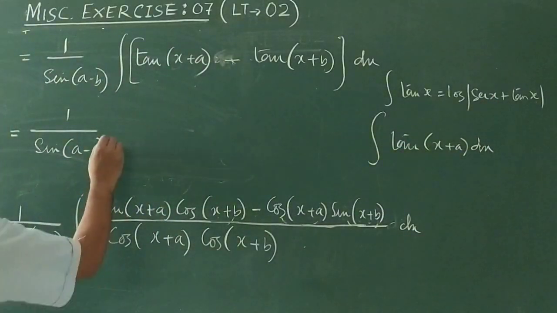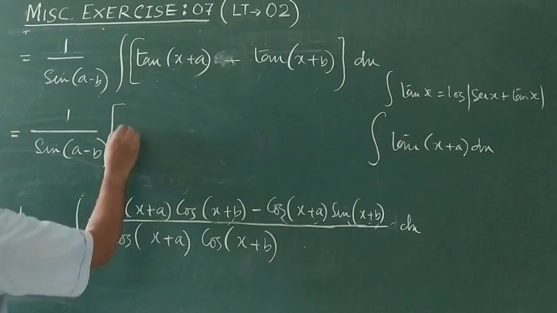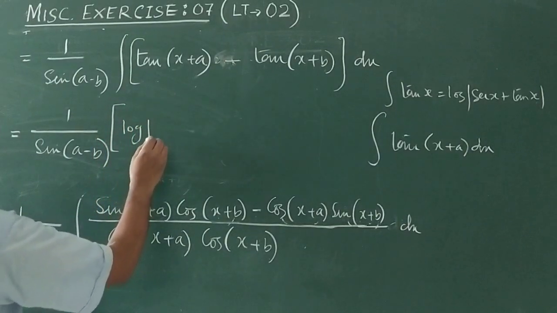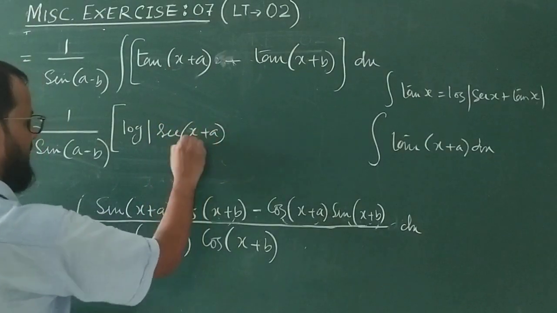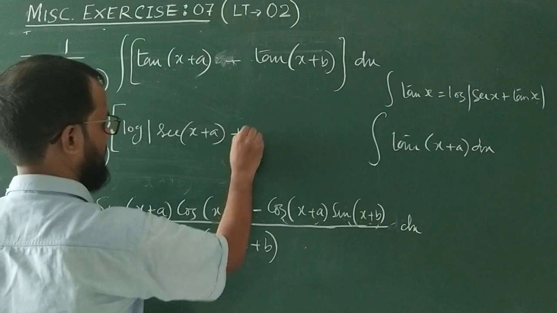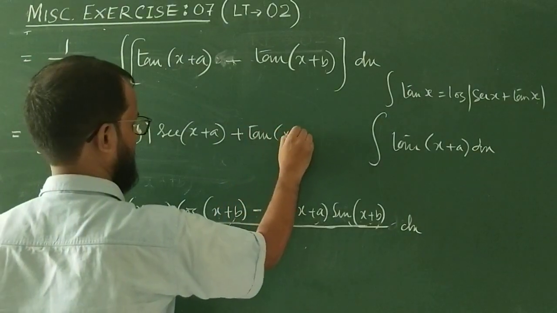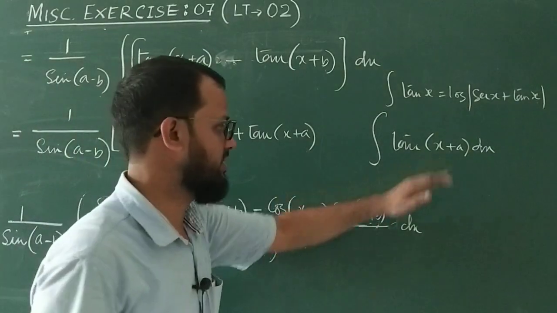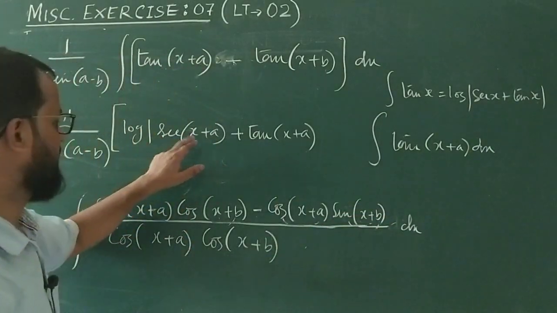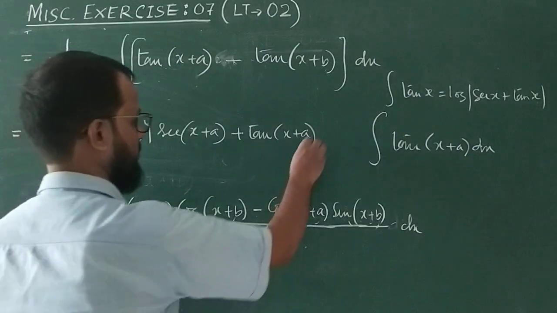So your integral becomes, the first result will be log modulus of sec(x + a) plus tan(x + a) for the first integral. Okay, for this integral, your result will be modulus of sec(x + a) plus tan(x + a), modulus complete.